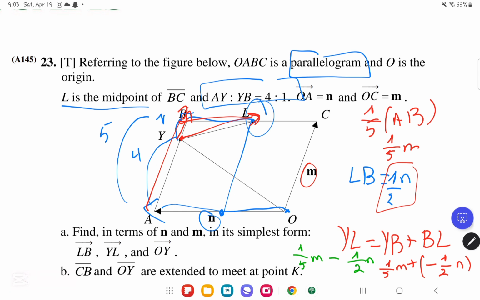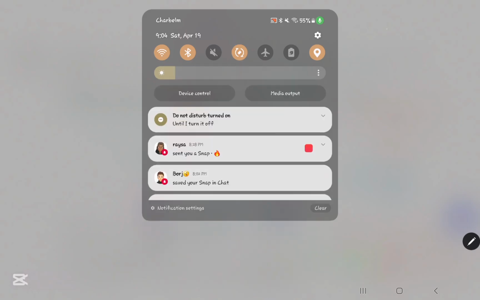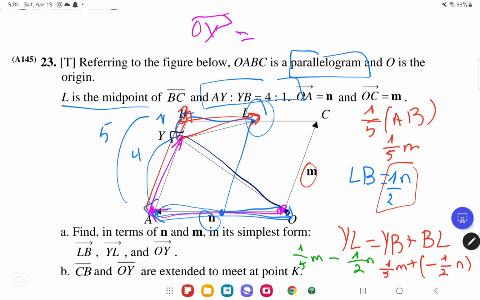We move on to part OY. They want us to find the value of OY. What is OY? OY is from here all the way until here. OY is OA plus, so OA going like this, plus AY. So again, we're looking for OY. OY is equal to OA plus AY.